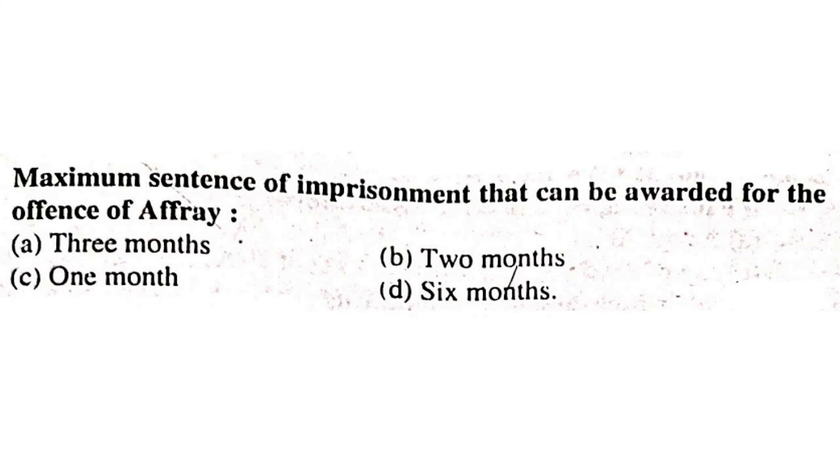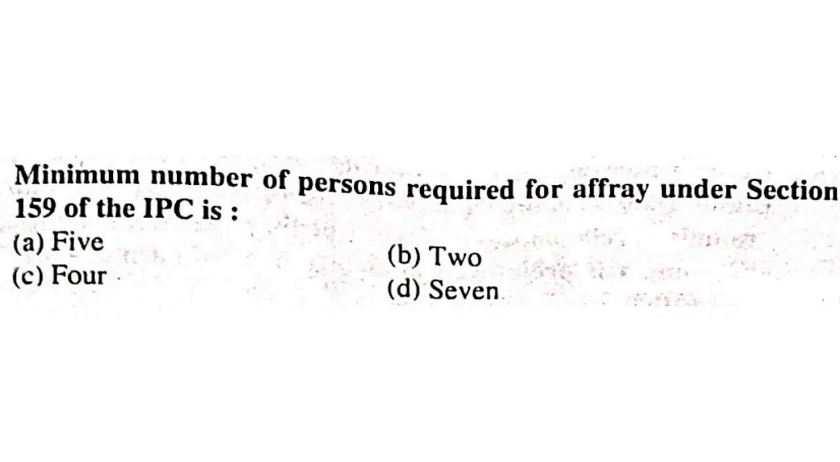Maximum sentence of imprisonment that can be awarded for the offense of affray is 3 months, 2 months, 1 month or 6 months. For an affray, the maximum punishment given can be 1 month. Minimum number of persons required for affray under section 159 of the IPC is 2. For an affray, the minimum number of persons required is 2.